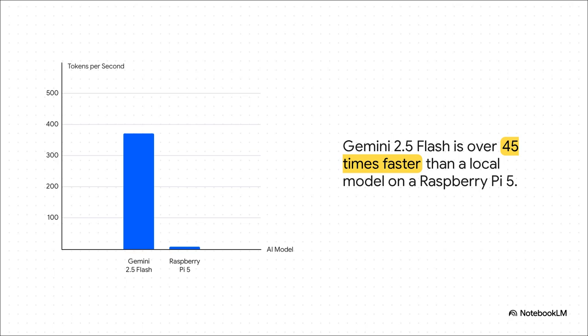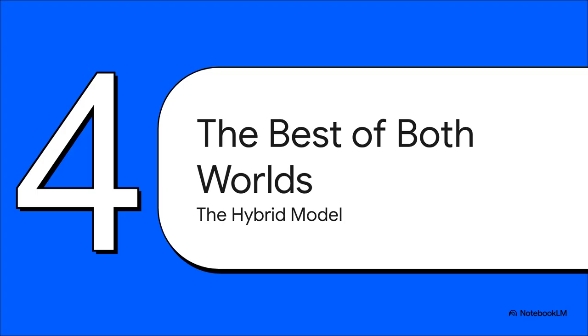But compare that to Gemini Flash in the cloud. It's not just a little bit faster, it's over 45 times faster. That performance gap is the difference between a frustrating experience and, well, a magical one. So it feels like we're stuck, right? We need the speed of the cloud, but we want the privacy of a local device. What if we didn't have to choose?